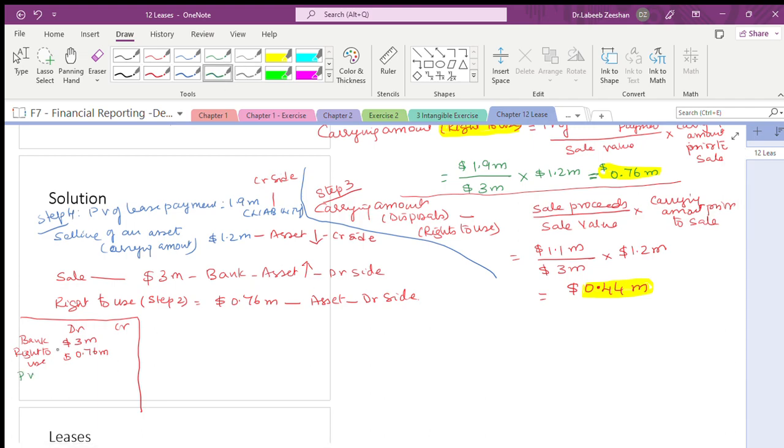Now, what are the liabilities? Present value of lease payments. How much do we have to pay? 1.9. Next. We have sold the asset. Asset will decrease. We have sold the asset for how much? 1.2 million. Which side is more?